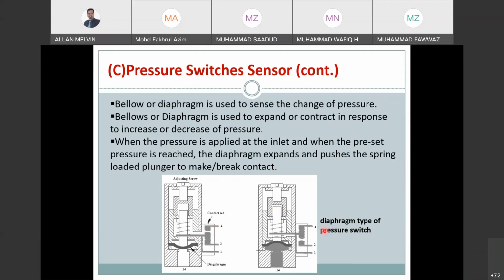So we use a diaphragm to detect the pressure. The pressure normally will enter from port 14. Without pressure, it is connected to number two. When you apply pressure, it will go up and push this bar, so the bar will rise. This will then be connected to number four. How much it can go up, you can adjust by adjusting the screw on top.